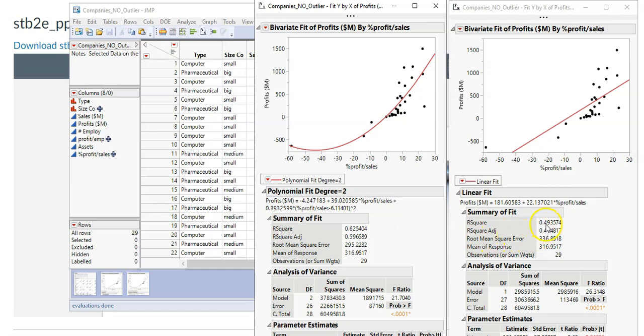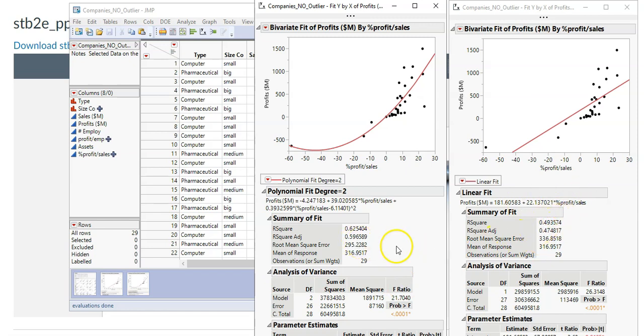So what can we compare here? We can compare the R-squares. So here, profit is explained by 62.5%. 62.5% of profit is explained by percent profit per sales. But in the first model, only 49%.